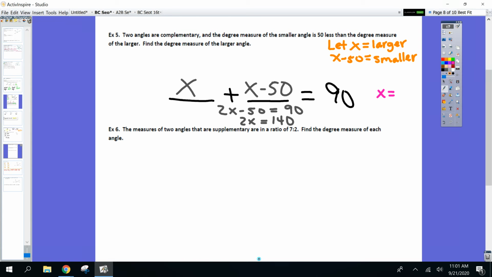And x should turn out to be 70. 70 degrees. Guys, all I'm going to say is please make sure you answer the question. What angle did I have to look for here? The larger angle. And what did I call the larger angle in my let statement? X. So I'm done. If I had to find the smaller angle, then I would subtract 50. But this is it right here. Done. 70 degrees. Please make sure you answer the question.